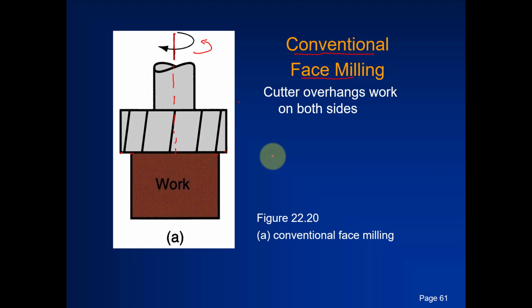So basically slab milling and conventional face milling both produce flat surfaces, and slab milling is the example of peripheral milling while conventional face milling is the example of face milling.